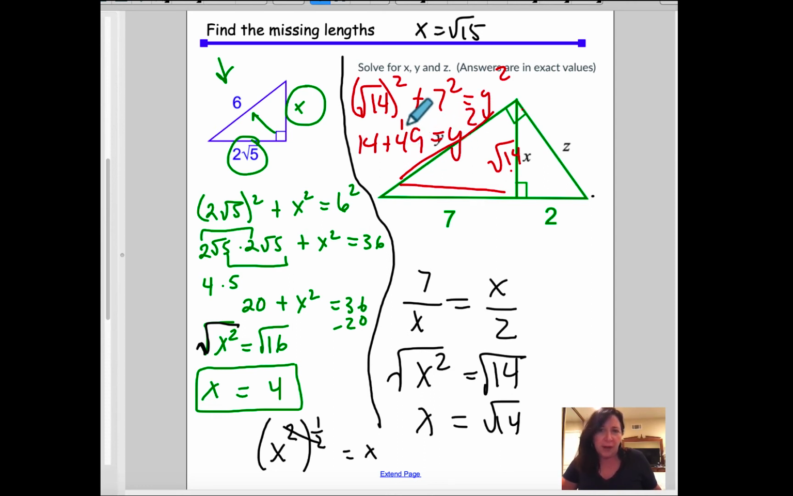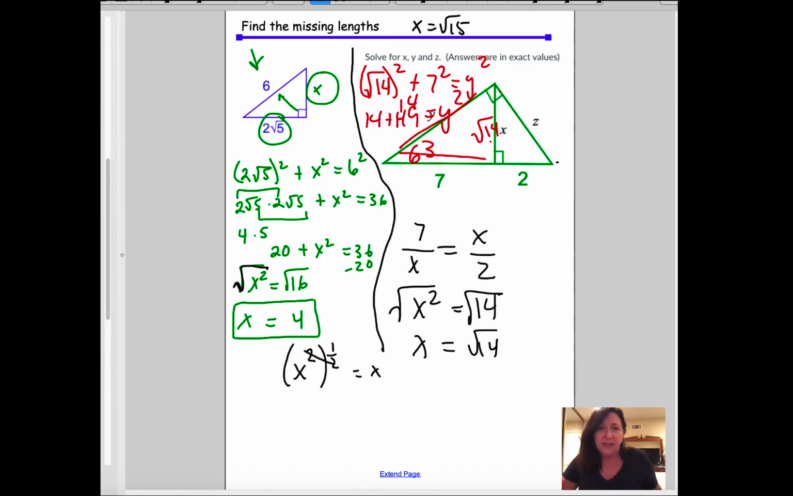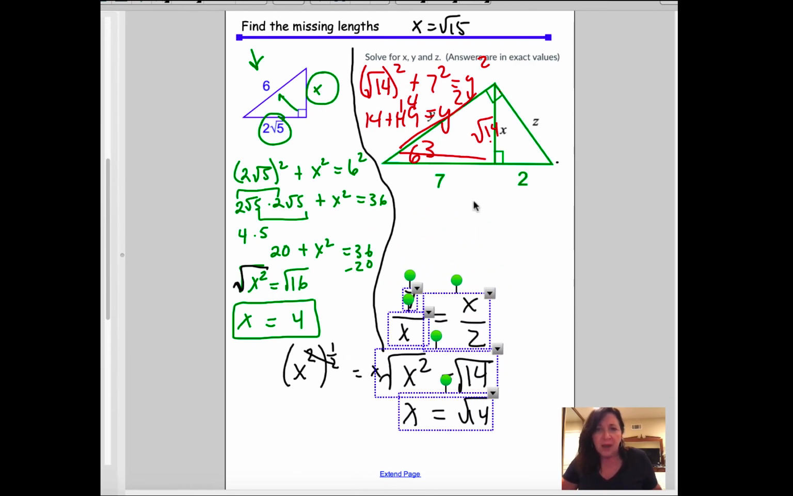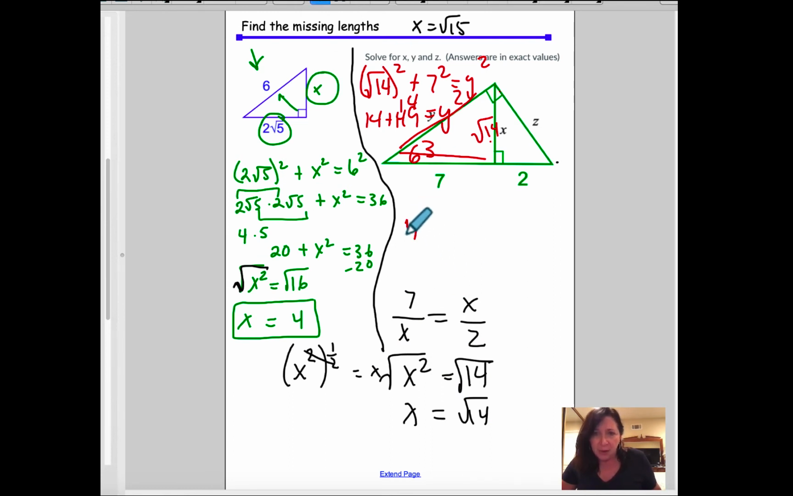So 49 plus 14, what is that? 63. So y is equal to the square root of 63. Let me write that down. Y equals the square root of 63. I know I can reduce that. That's going to be root 9 times root 7. Square root of 9 is 3, so that's actually 3 root 7.